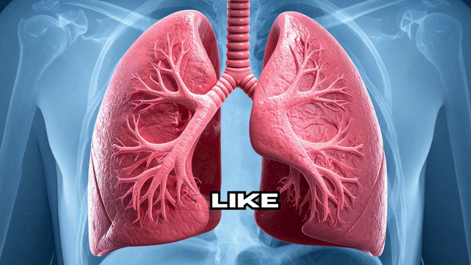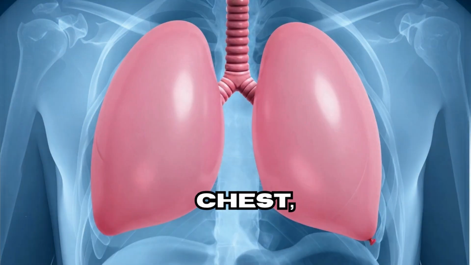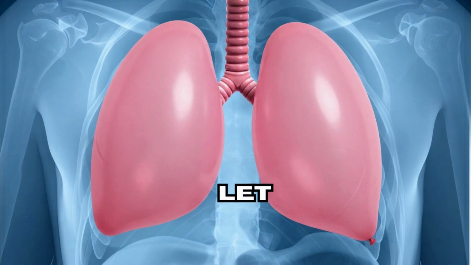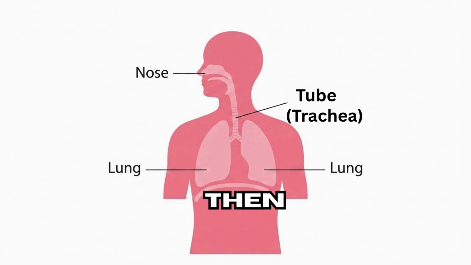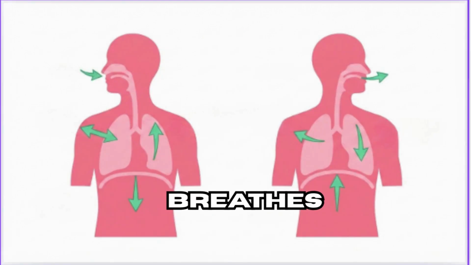You can picture them like 2 balloons sitting inside the chest, ready to fill up with air and let it back out. So the path is simple. Nose, then the tube down the neck, then the lungs. That's the journey air takes every single time your child breathes in.